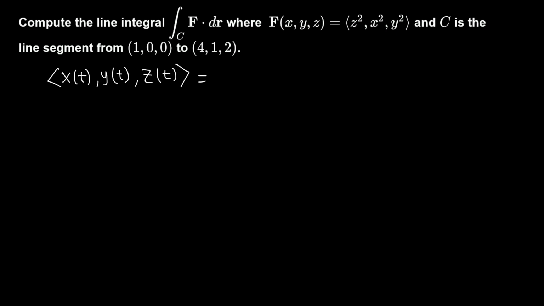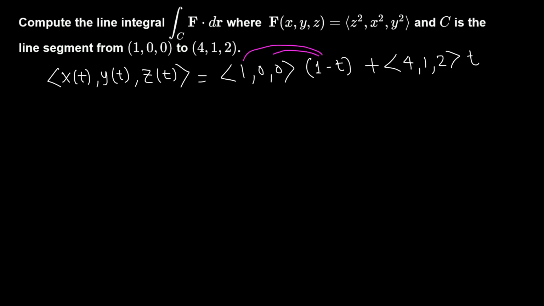is equal to, first let's make it a vector: (1,0,0) times 1 minus t, initial point times 1 minus t, plus final point (4,1,2), okay, (4,1,2) times t. So basically we need to multiply inside, same thing here.